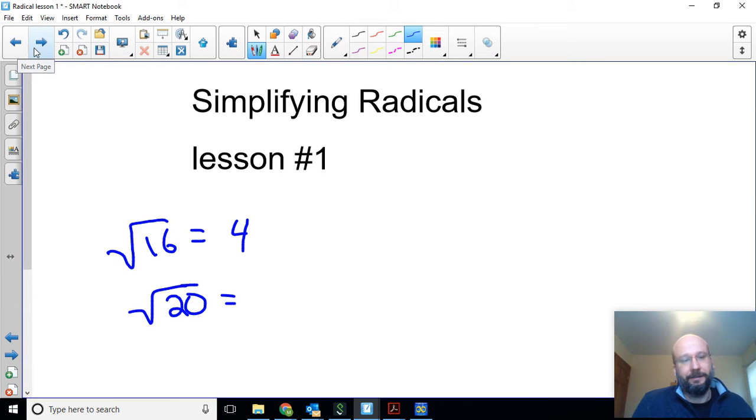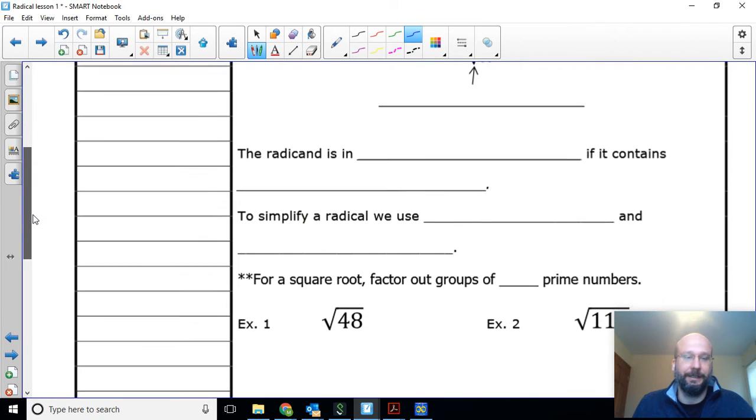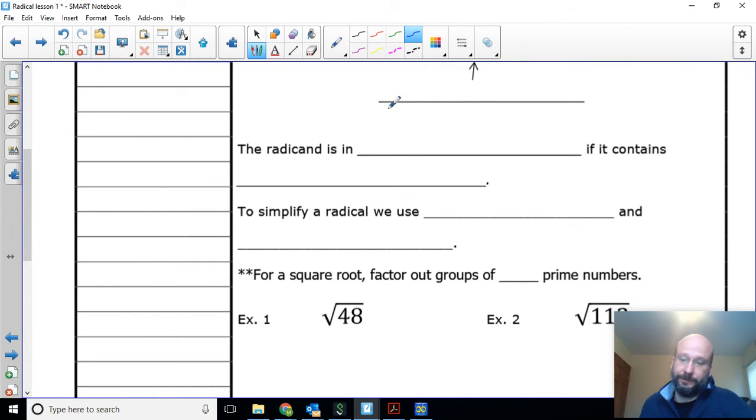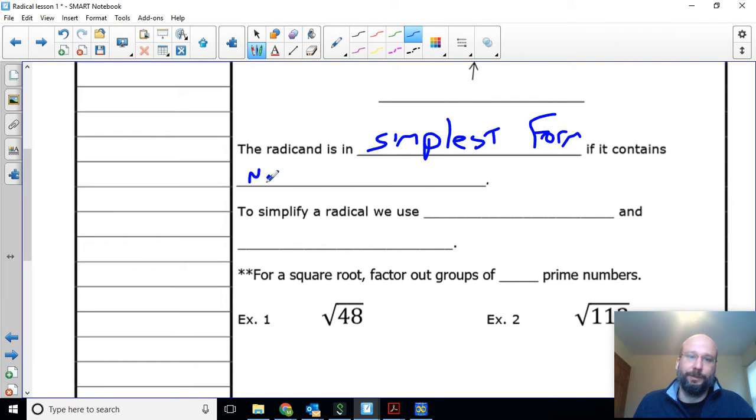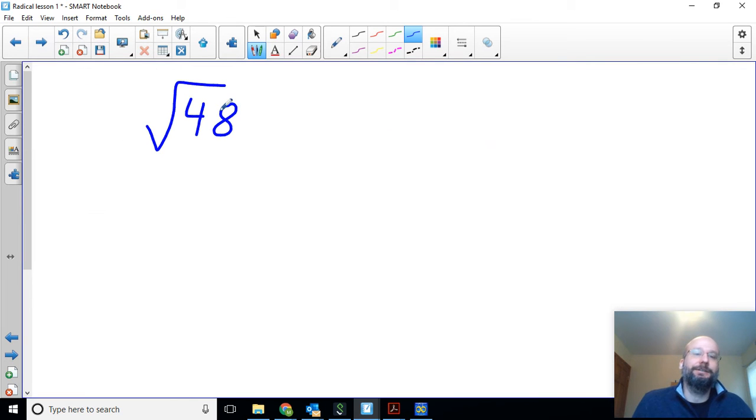So when you simplify radicals, I'm going to scroll down here. We already talked about that. Here, the radicand, remember, the number or the term inside the radical, that's called the radicand. It's in simplest form if it contains no perfect squares. So we're going to factor to determine if it's in simplest form or not. So let's do this one.